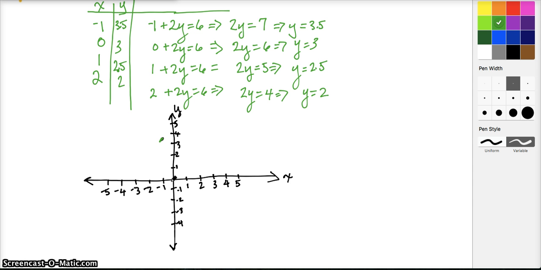Then when x is equal to 0, y is equal to 3. So I get a point here. When x is equal to 1, y is equal to 2.5. So I go up to 2 and I go halfway between 2 and 3 and get my 2.5. Finally, when x is equal to 2, y is equal to 2. And as you can see, I got a straight line, right? Everything is in a beautiful straight line. And so all of the solutions to this equation would fall on this line.